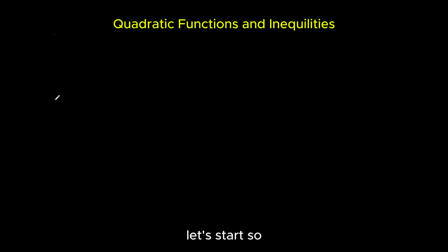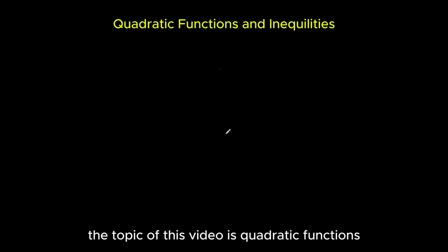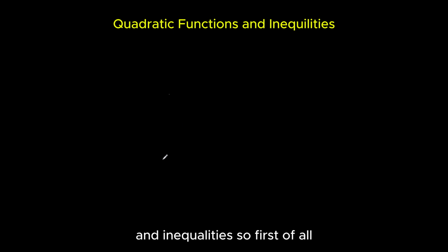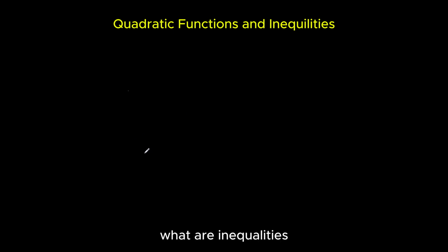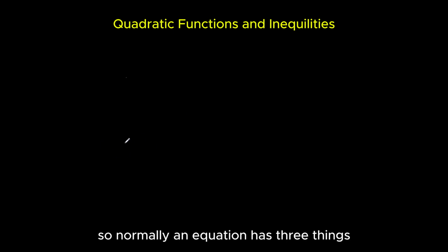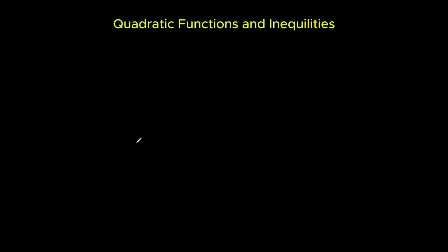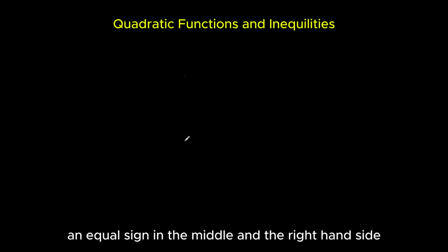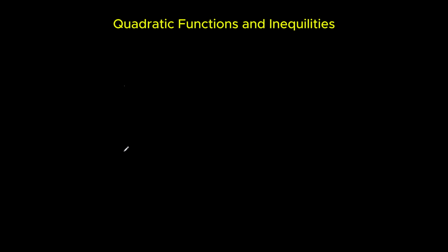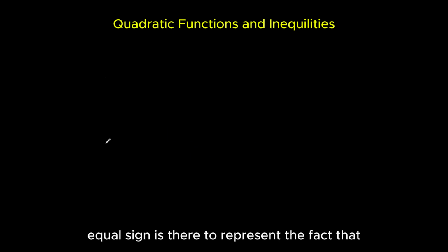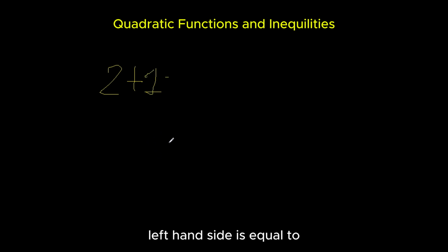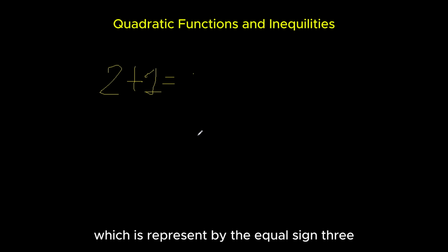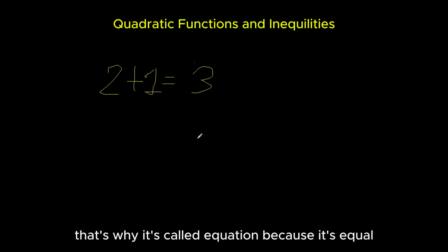Okay, anyway, let's start. So the topic of this video is quadratic functions and inequalities. So first of all, before we start talking about the quadratic functions part, let's go over inequalities. What are inequalities? So normally an equation has three things: left hand side, equal sign in the middle, and the right hand side. So the equal sign is there to represent the fact that the left hand side, let's for example write 2 plus 1, is equal to, which is represented by the equal sign, 3. That's why it's called an equation, because it's equal.